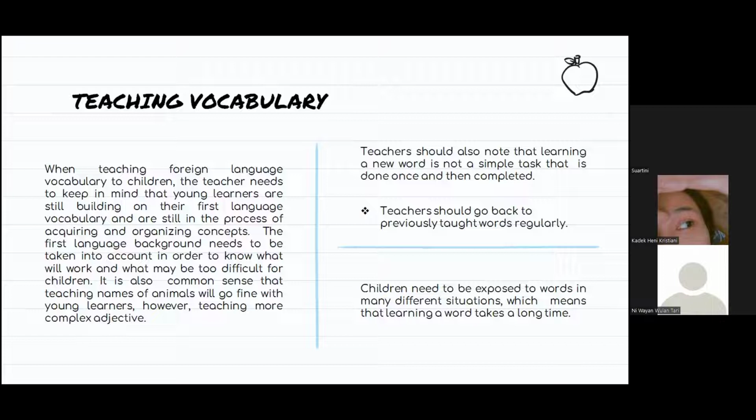The teacher should also note that learning a new word is not a simple task that is done once and then completed. The teacher should go back to the previously taught words regularly.